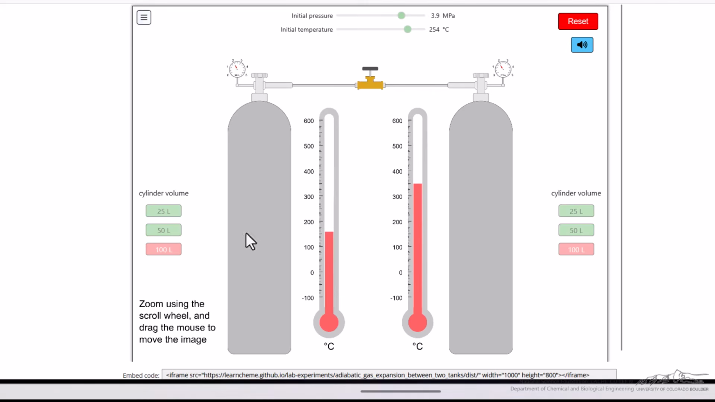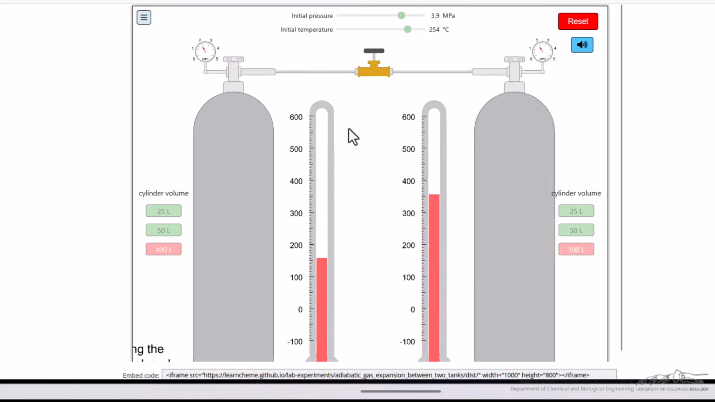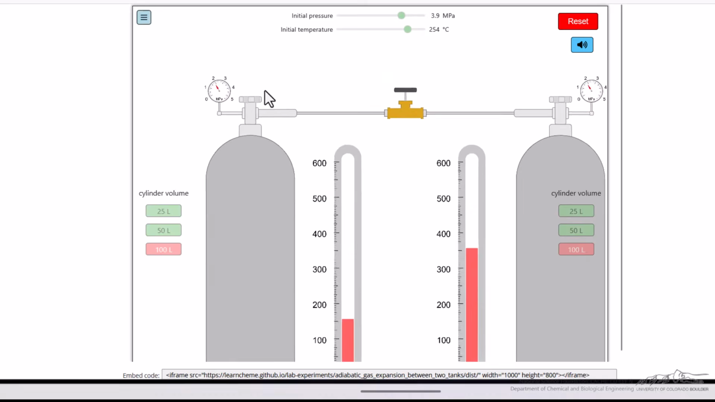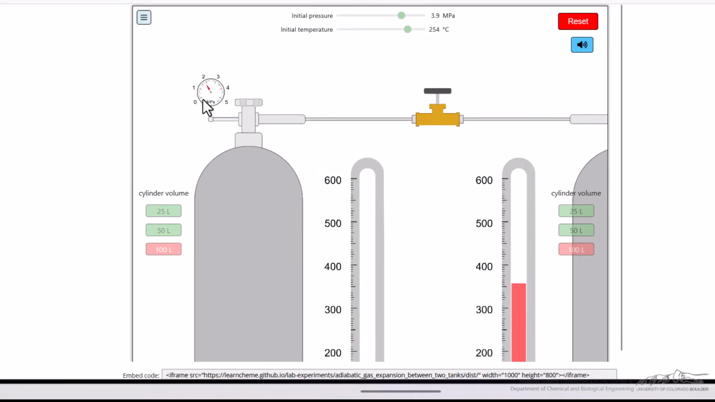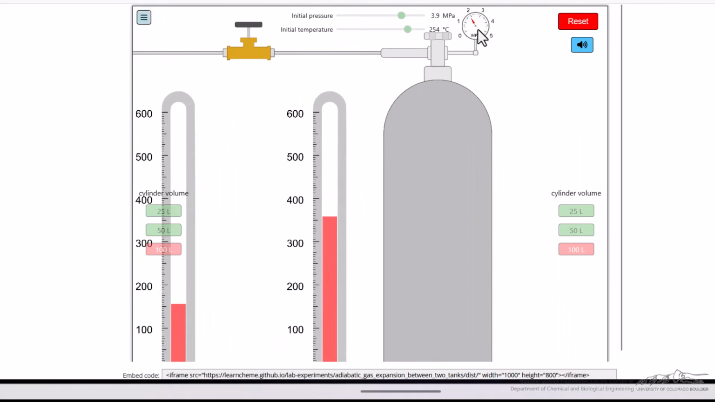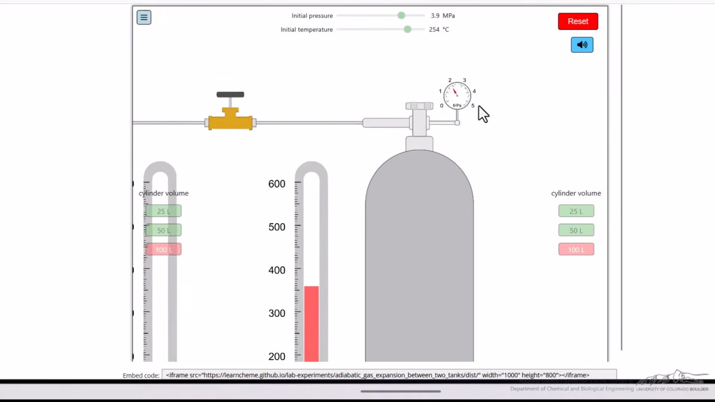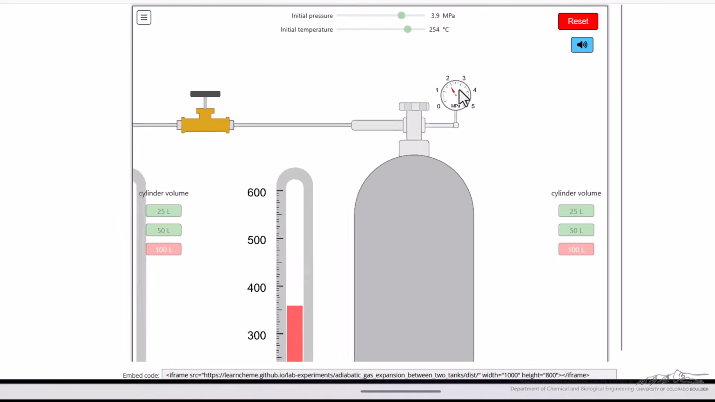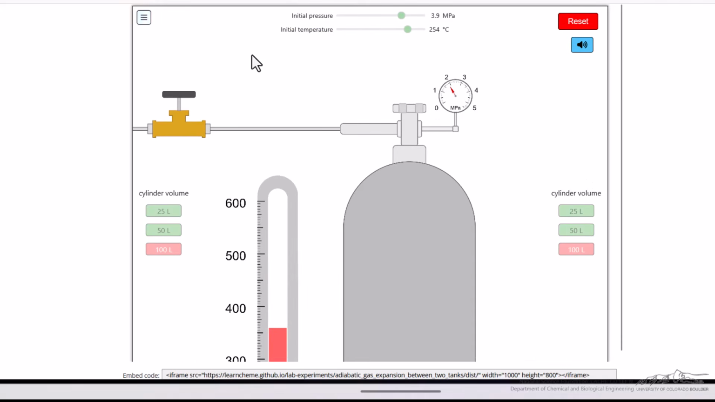We can use the zoom to get good measurements, so we can zoom in with the scroll wheel to make it easier to read the pressure and to read the temperature. So the two pressures and the two temperatures we can read reasonably accurately, and then we can apply calculations.